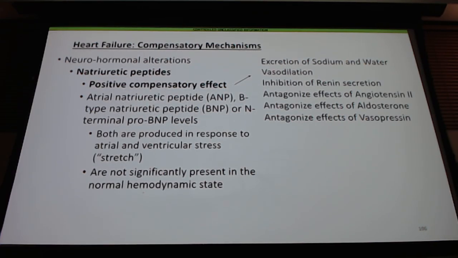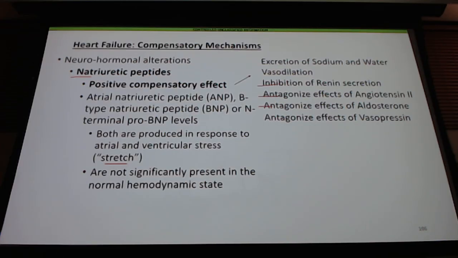Then we talked about natriuretic peptides and how this is one of the few compensatory changes that we're going to encounter that actually addresses what the problem is and has a positive benefit to the failing heart. So these are released by the stretch of the atria or the ventricle, depending on which version of the natriuretic peptide you're talking about. And ultimately what happens is you shut down the RAS, so you get rid of angiotensin II, you get rid of aldosterone, you inhibit the release of renin.